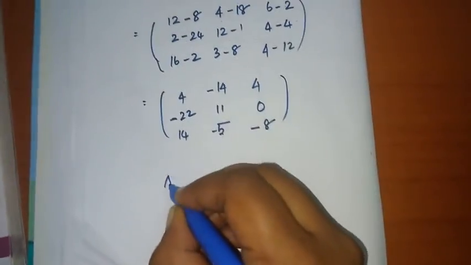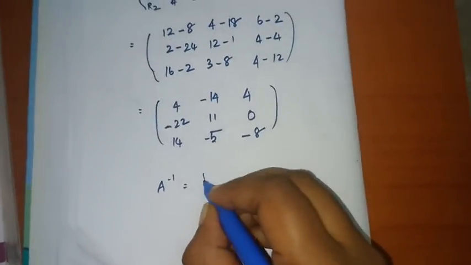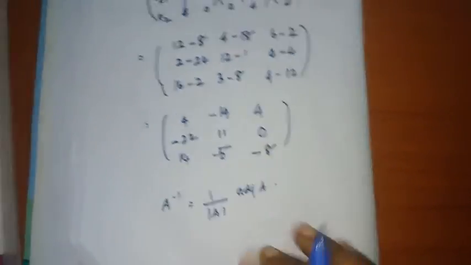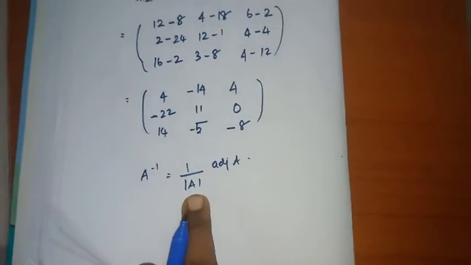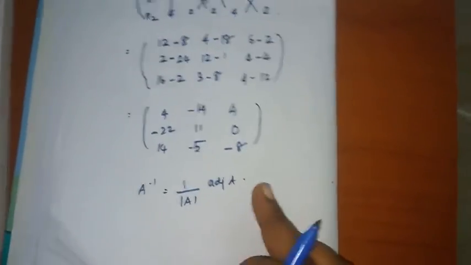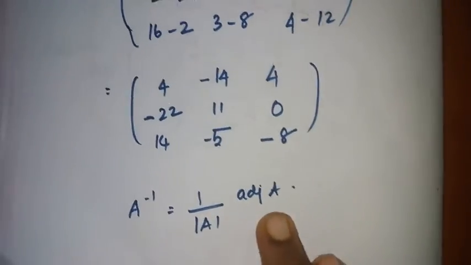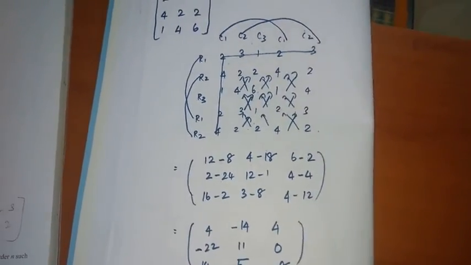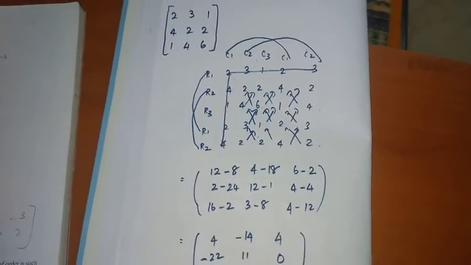And then what is the formula for A inverse? 1 by determinant A into adjoint A. So we know how to find determinant A and how to find adjoint A for both 2 by 2 and 3 by 3 matrices. I think it is easy to calculate A inverse. So these are the methods for finding the matrix which we discussed, and we are going to learn more in other exercises. Thank you.